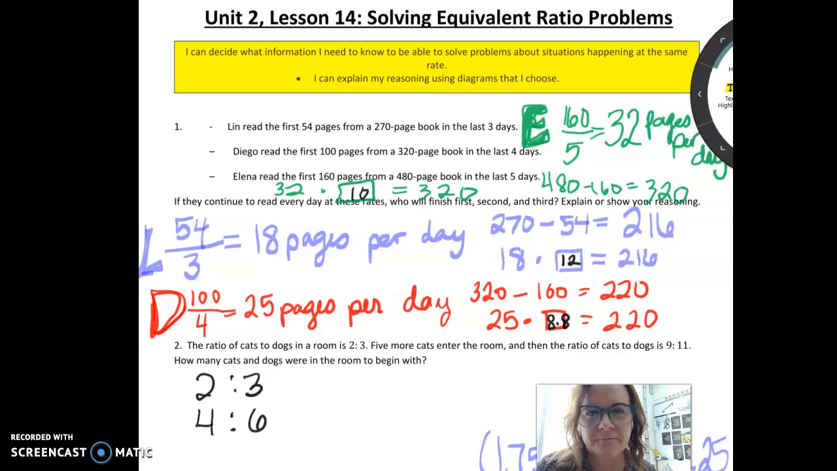I'm going to go through lesson 14. This is solving equivalent ratio problems. And in this first one, we have Lynn, Diego, and Elena, and they're all reading. We're going to look at their rate and how that applies to the question, which is if they continue to read every day at these rates, who will finish first, second, and third.